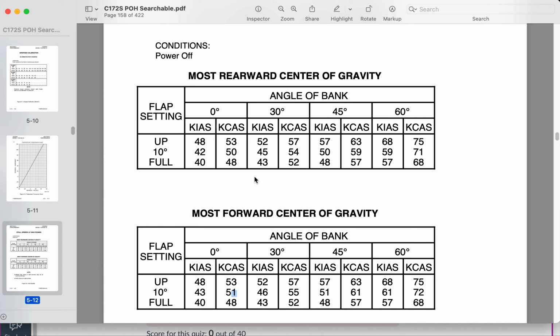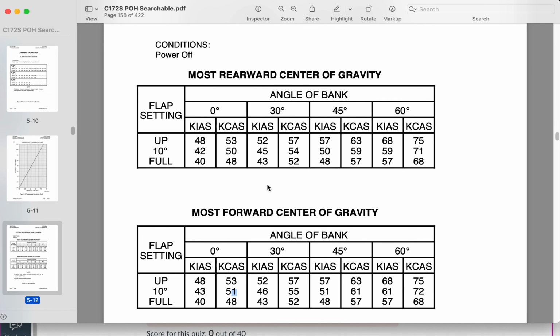Near 172, it's a pretty stable, standard, easy to fly airplane. That's why it's such a good trainer. But with this one, the same thing. You just line up the information we give you with the information we're looking for.